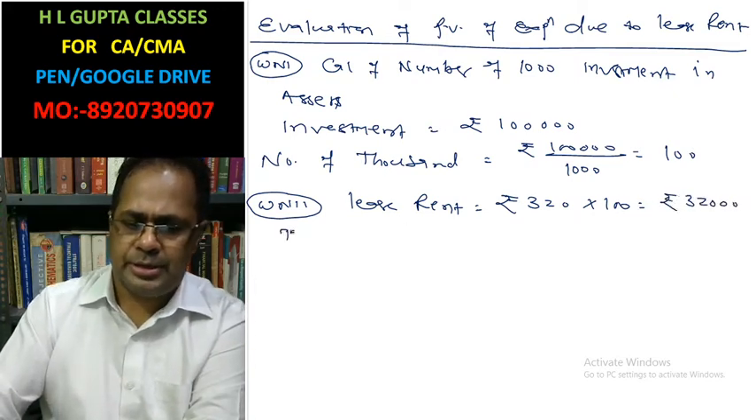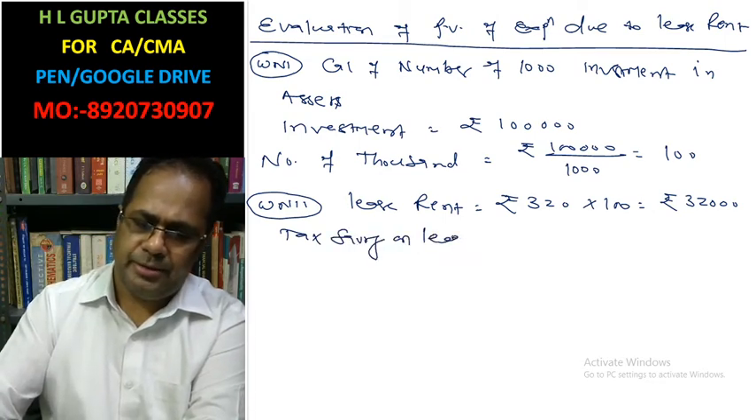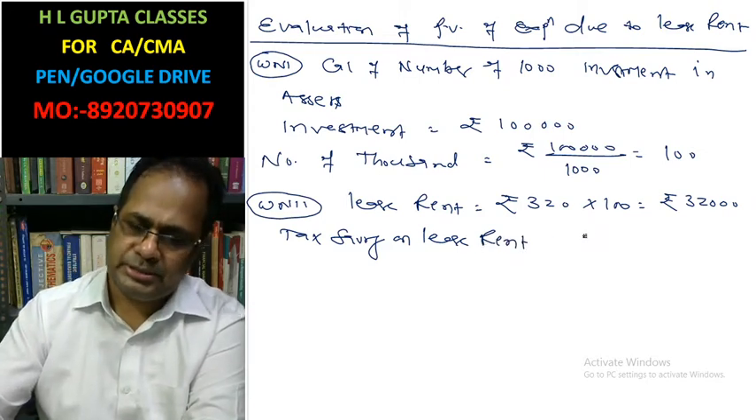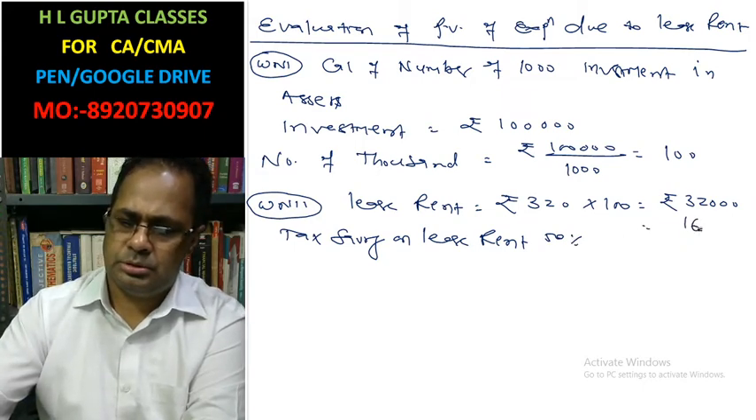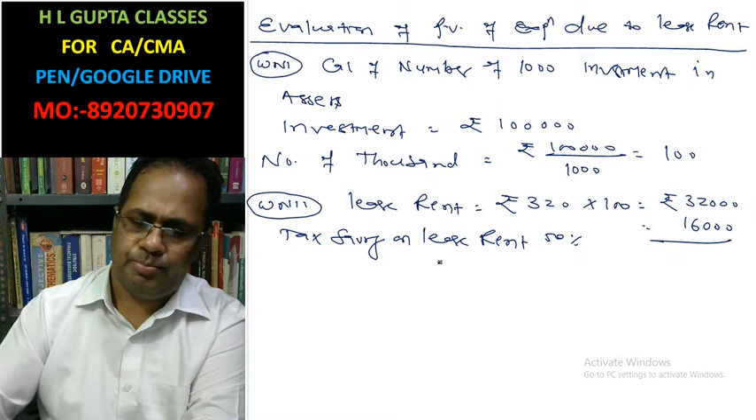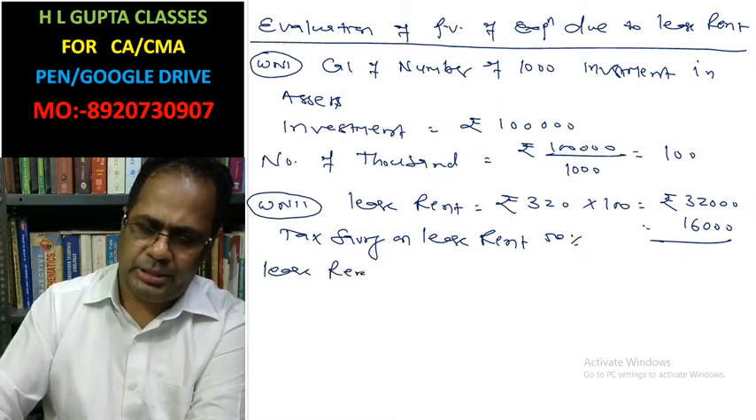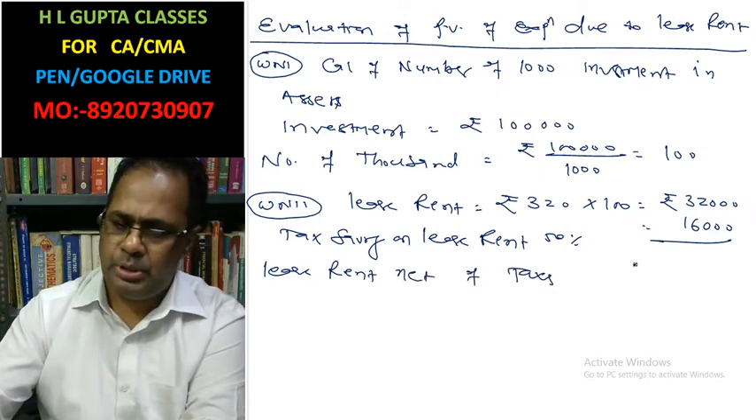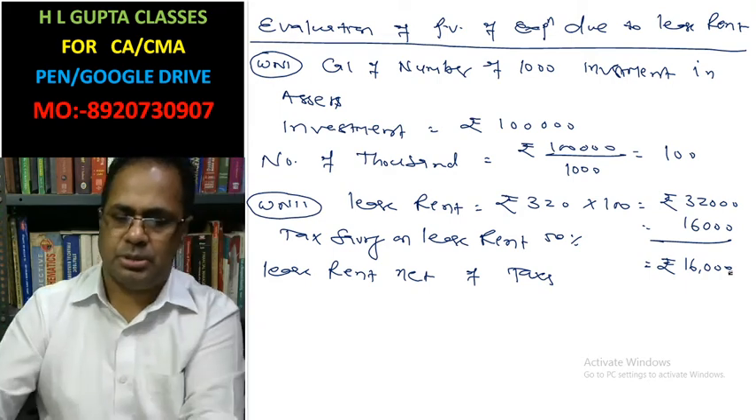32,000. Tax saving on lease rent. Tax saving on lease rent at 50% is 16,000. Lease rent net of tax is rupees 16,000. Lease rent net of taxes rupees 16,000.